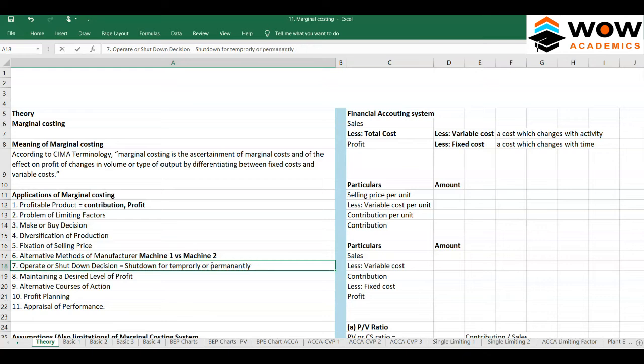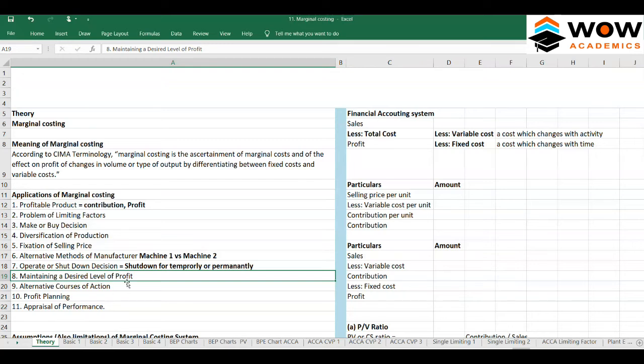Okay, so even this decision it helps. Which companies will try to shut down temporarily or permanently? Something like hotels, or something like theme parks, which will not have many customers during some winter season. So at that time they will try to go for partially closing down or permanently closing down the facility. Again they will open up in the summer or during the vacation time. So that kind of decision also has to be taken, and marginal costing helps with that.